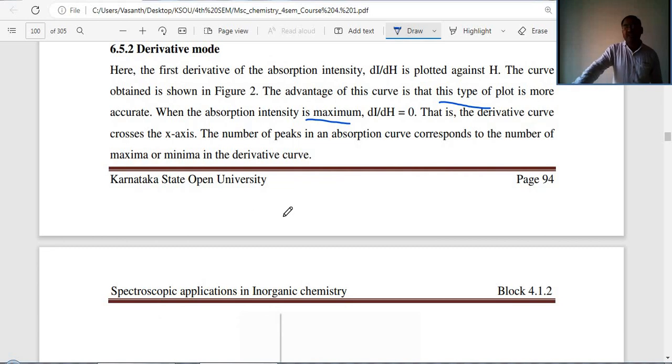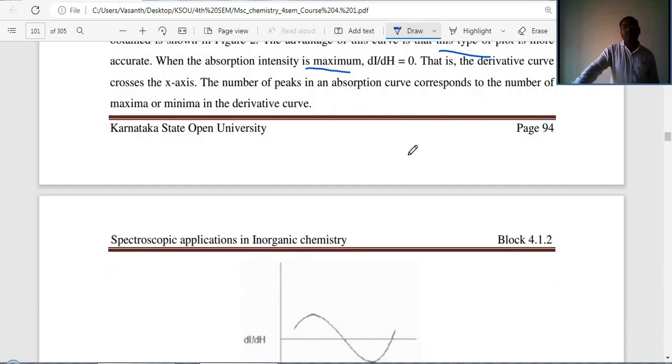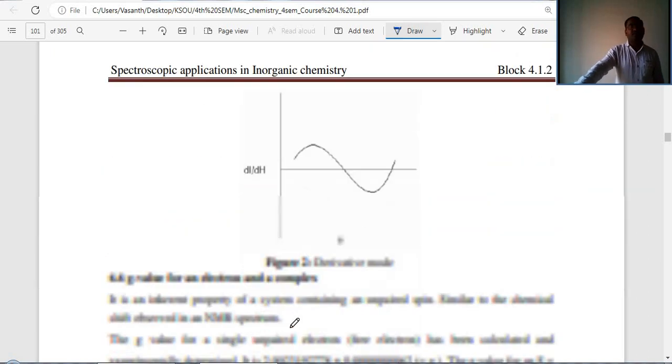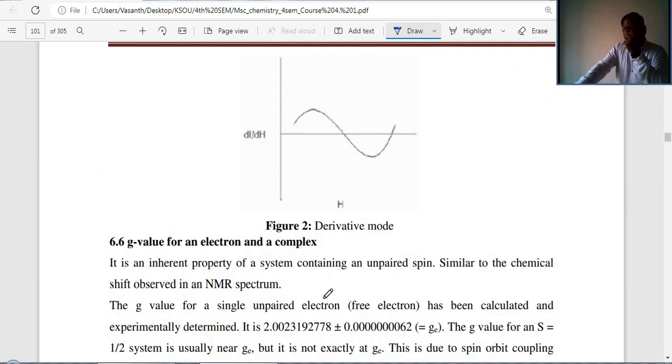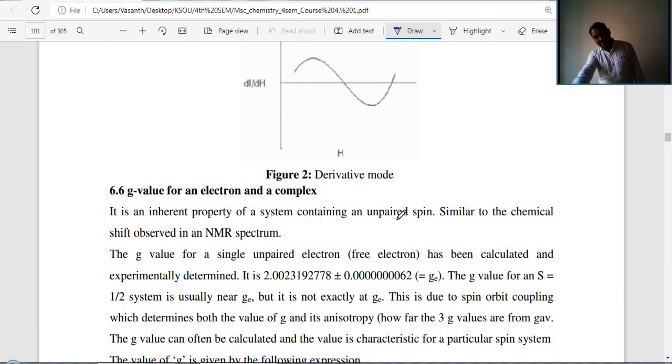The number of peaks in the absorption curve corresponds to the number of maxima and minima in the derivative curve. This is the derivative curve of this ESR spectrum.